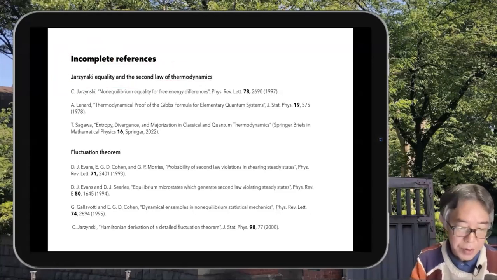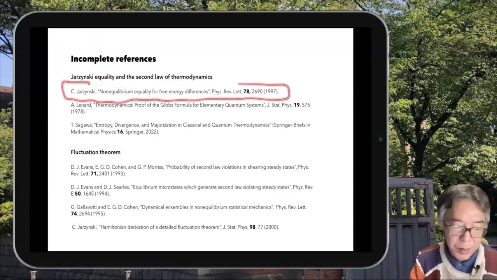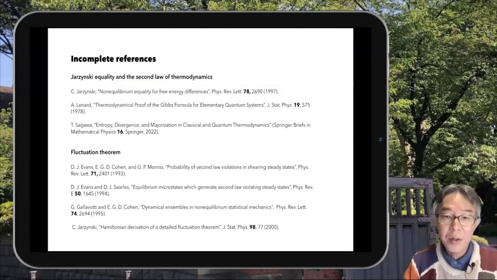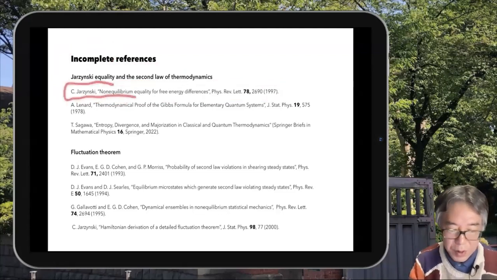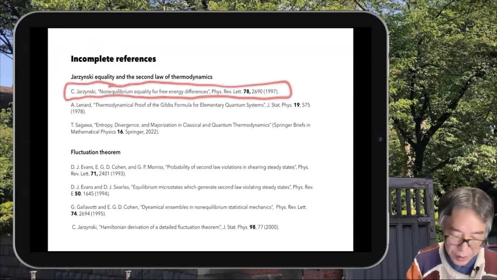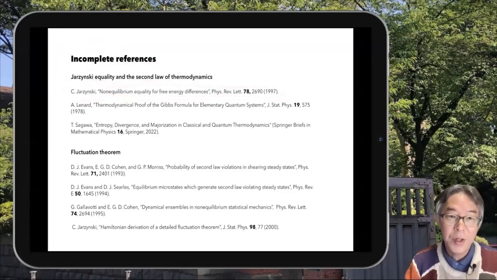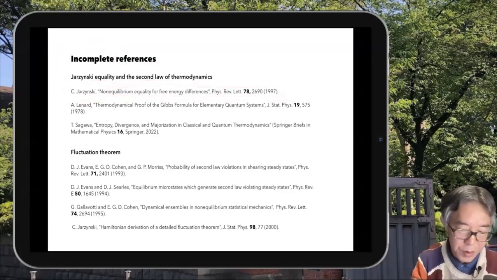Okay, so our first part was Jarzynski equality and the second law of thermodynamics. And the main reference is this PRL by Chris Jarzynski, and we basically followed this. This is a very famous paper, and I think you can read it. But anyway, you know the main context.